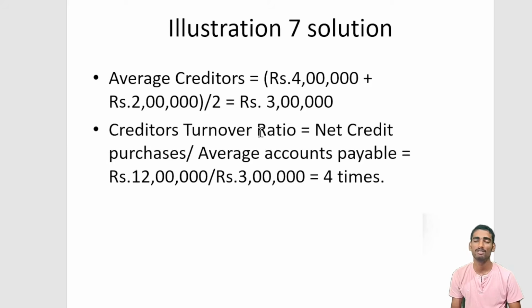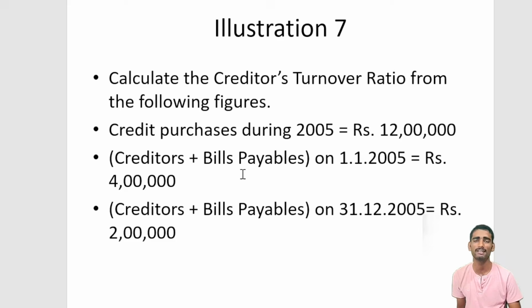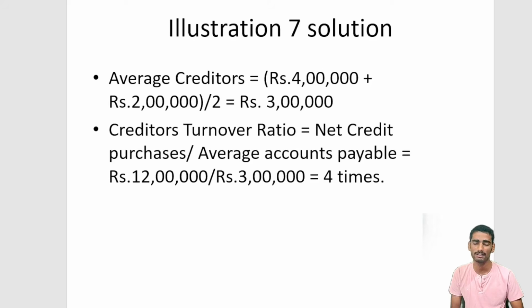Similarly, for the creditor turnover ratio you just have to apply the formula, that is net credit purchase upon average account payable. Net credit purchase has already been given, that is 12 lakh. I already said that in the question it may be given directly, otherwise you have to calculate. Here they have already provided the value, so you just have to apply the formula and you will get the value. So 12 lakh upon 3 lakh, that will be 4 times. Thus the creditor turnover ratio is equal to 4.